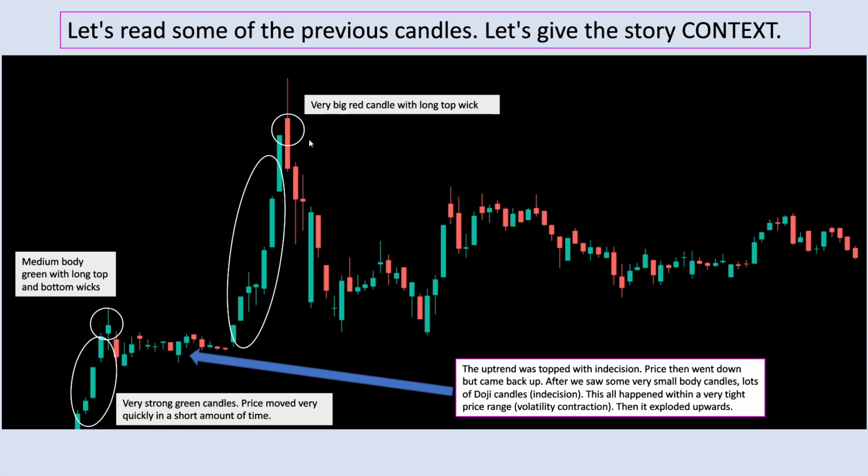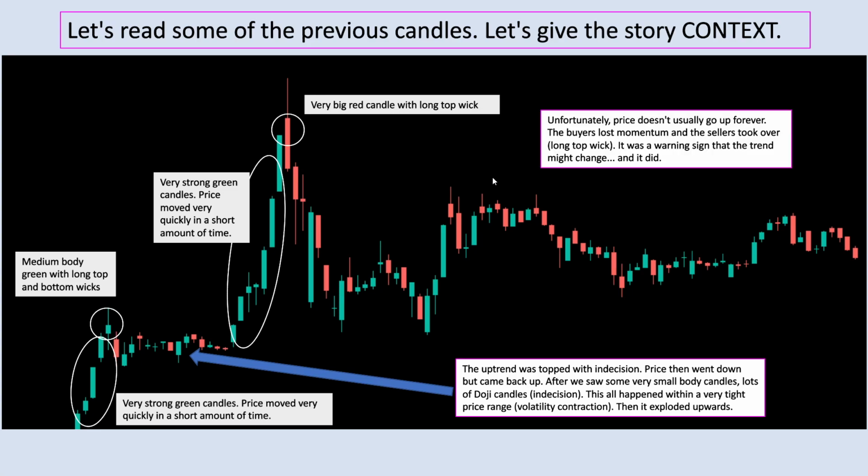All right, let's look at this one over here. Well, this is a very big red candle with a long top wick. What happened before? Well, there were very strong green candles. The price moved very quickly in a short amount of time. What happened after? Well, unfortunately, as you might know or not know, hopefully you know, price doesn't go up forever usually. The buyers lost momentum and the sellers took over. Here you can see that long top wick, right? And it was a warning sign that the trend might change, and it did.